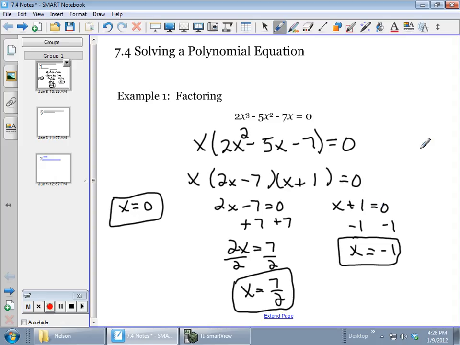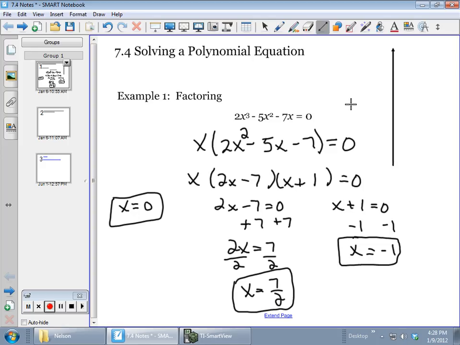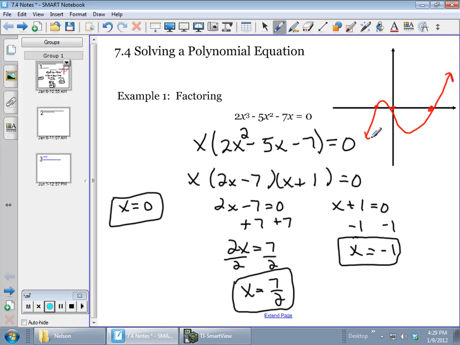Now we should talk about what this means. If we sketch a graph here, I'll make an xy axis. Ooh, that's terrible. Let's start fresh. Let's use the straight lines. Okay, so there's our y, here's our x. If we sketch this graph, it should cross at 0, it should cross at negative 1, and it should cross at 3.5. And it's positive, so I know it's going to start going up, and then down through 0, and then back up through 3.5. So it should look something like that.